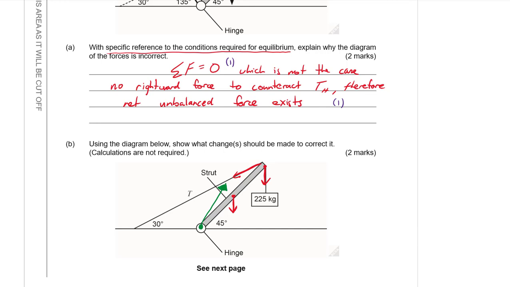So I would draw something like this. Now the marking key just means that you need to have it to the right, and then you get your mark, and it needs to show some sort of vertical component. It doesn't specify, but I assume it means up to get that extra mark. And there we go.